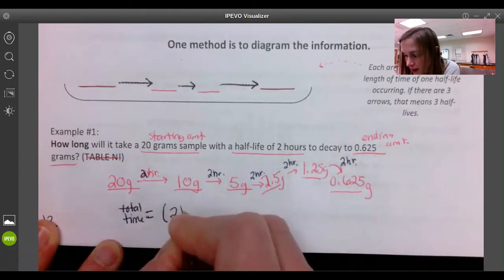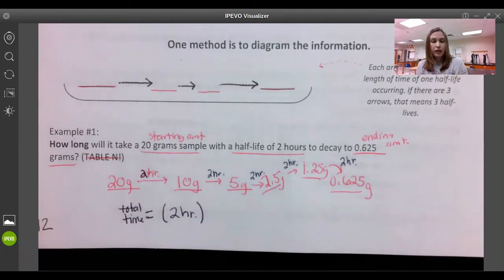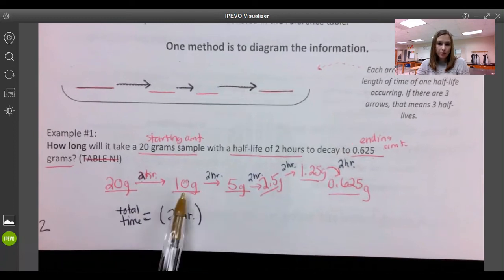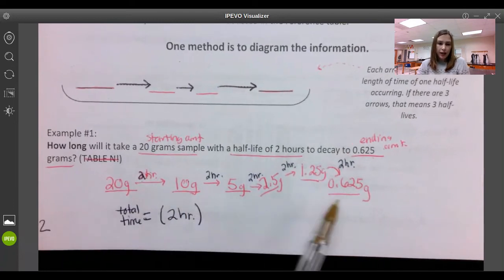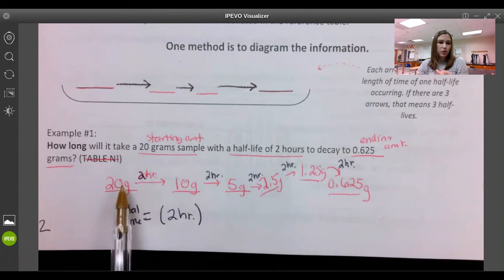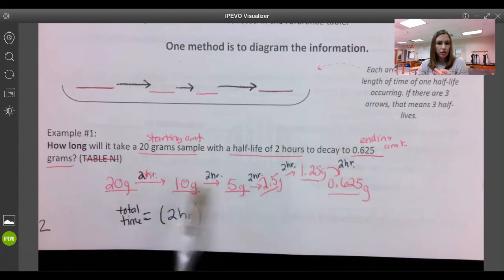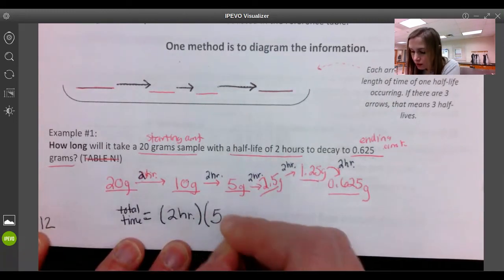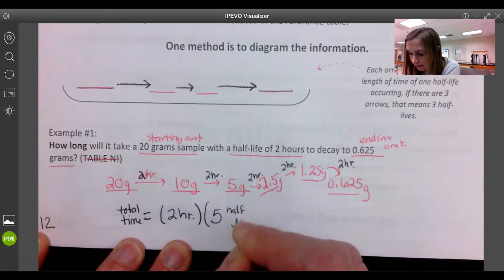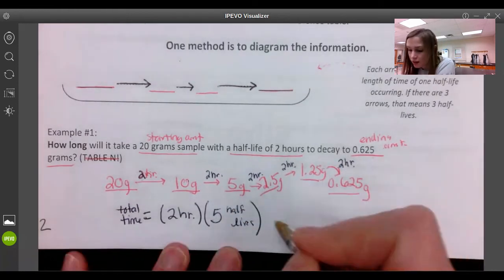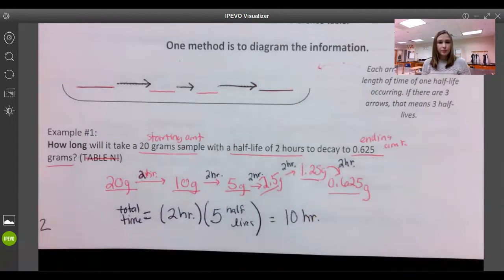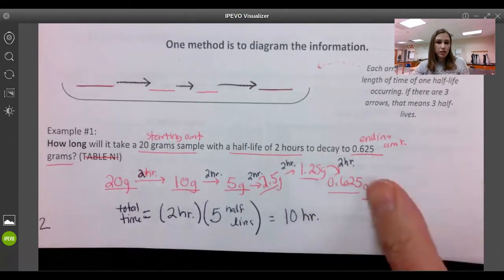I'm going to take the length of my half-life, 2 hours, and I'm going to multiply by how many arrows, not how many grams or how many times I've divided it. I always have students that will count the actual numbers, count the arrows. So I have 1, 2, 3, 4, 5 half-lives. So when I multiply those together, I'm going to get my total time, which is going to be 10 hours. Okay, so that's one way to do that.